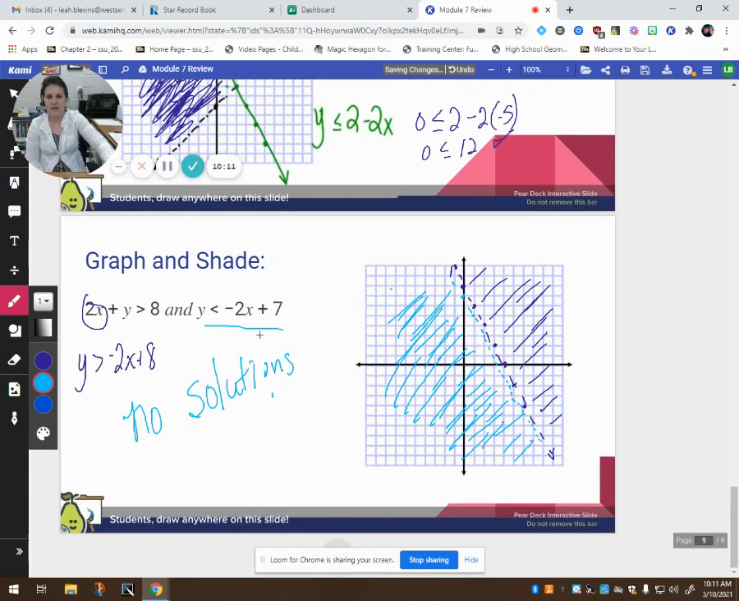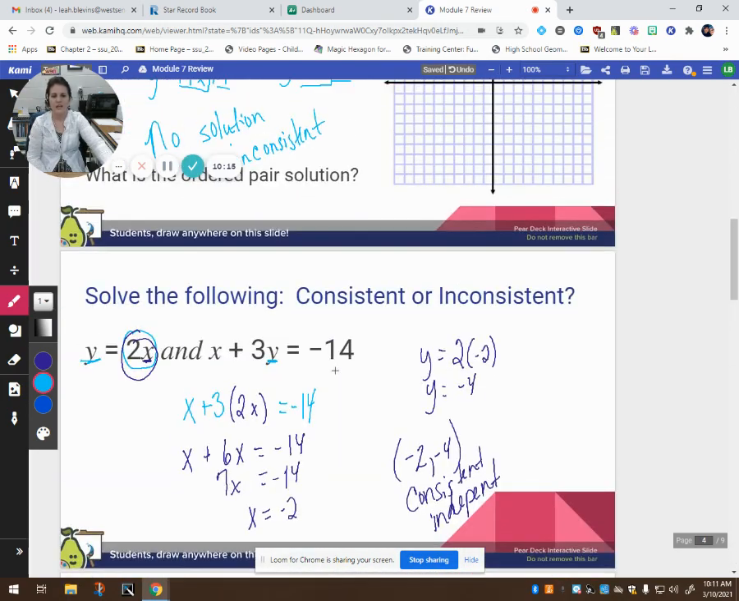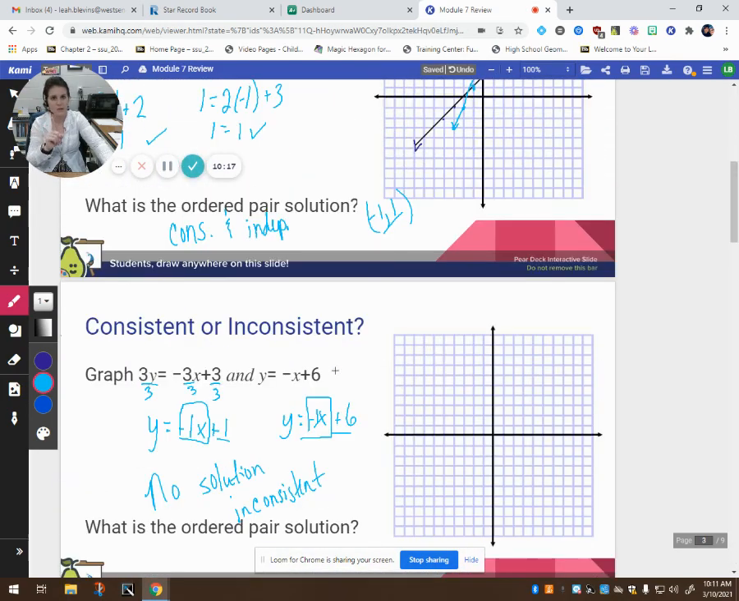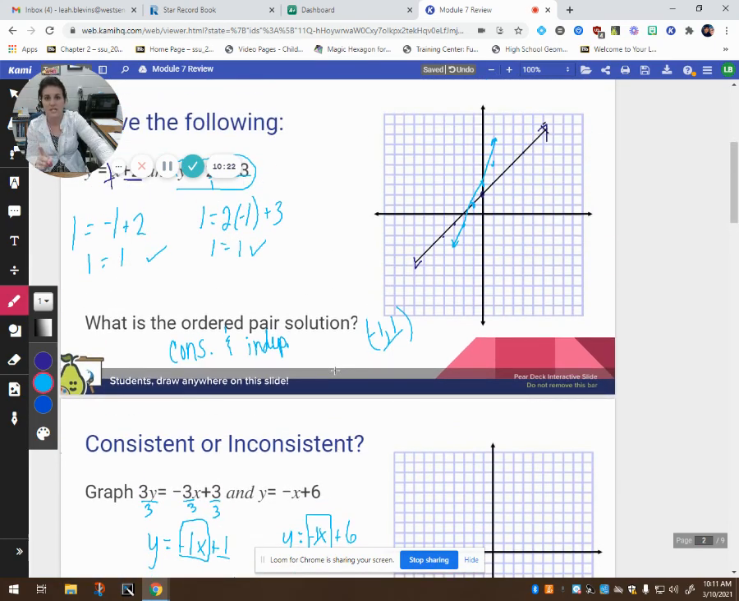All right, and that finishes up our review. I hope this made sense. Make sure to know that if there is one solution, it's independent. Independent people do things alone, by themselves, just one of them. One solution is independent. No solutions is inconsistent. It's not a consistent system.